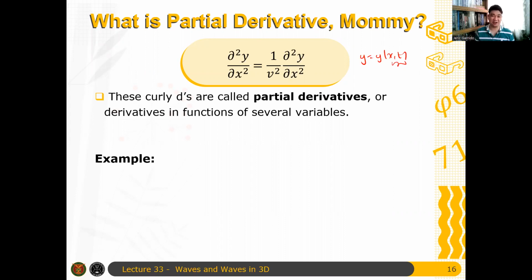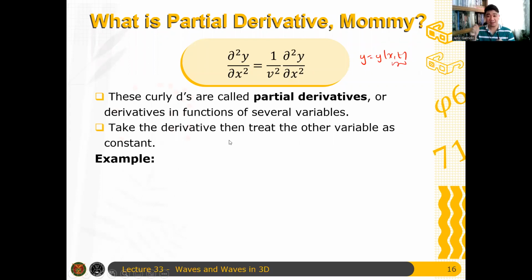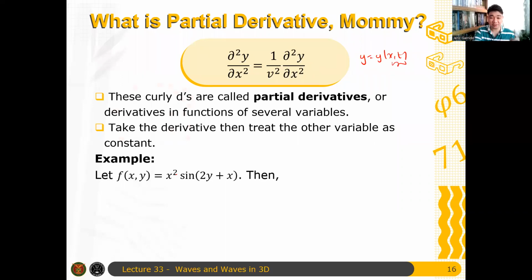So, in a nutshell, of course, there is a more formal definition, but I won't discuss it anymore. So, kapag nag-take ka ng partial derivative ng isang quantity, you are taking the derivative of one of the variables and then you treat the other variable as constant. Paano yun? Halimbawa, meron akong function dito na x squared sine of 2y plus x. Lakas maka-Math 21 ito. Ay, Math 23 actually ito. Pero then, if you take the partial derivative of f with respect to x, isipin mo lang na lahat ng y dyan, kasi may y dyan eh, constant. Yun. So parang isipin mo na parang ito ay 6 lang. Just as a number.